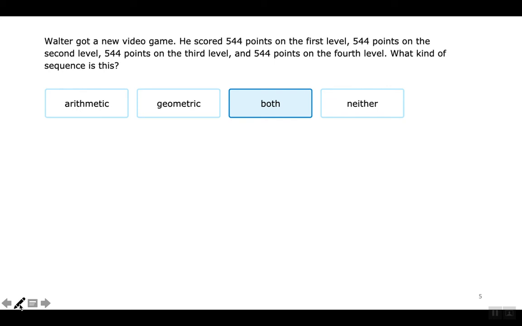All right, look at this one. I put the answer there just so you can see. This one's both. Este es los dos. If you look at the sequence of numbers, 544, 544, 544, 544, that's the same number, el mismo número cada vez. Okay, what number am I adding every time? I'm adding 0 every time. You can think about it that way. I'm adding the same number every single time, 0. Estamos sumando el mismo número cada vez, 0.